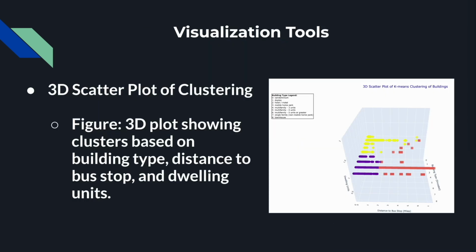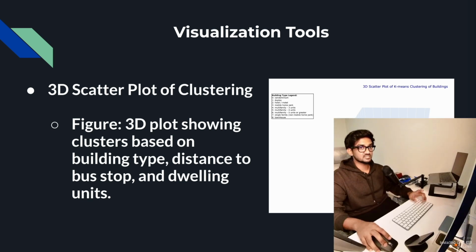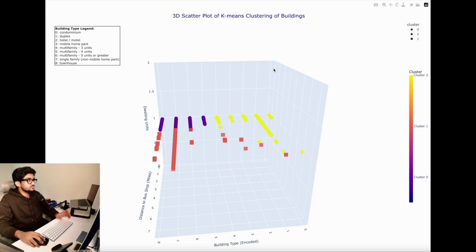I also created a visualization that helps understand the clusters better. This slide shows a 3D scatter plot representing the clusters based on building types, distance to the bus stops, and number of dwelling units. So I want to show you the 3D scatter plot for K-means clustering for buildings I built using Python.